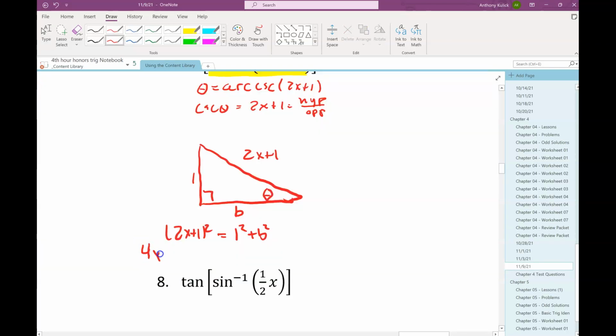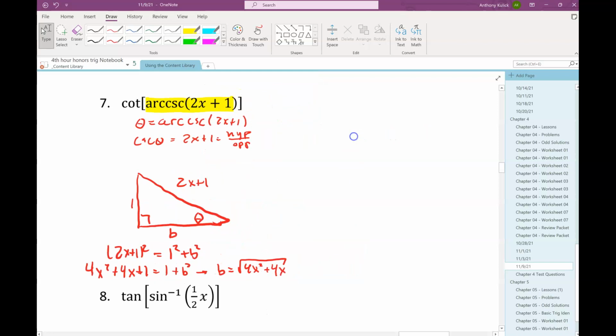I FOIL this piece out. And then if I subtract 1 and square root both sides, I get that b is equal to the square root of 4x squared plus 4. I know I can drop the plus or minus because we're talking about the side length of a right triangle, so it has to be a positive value. Okay.